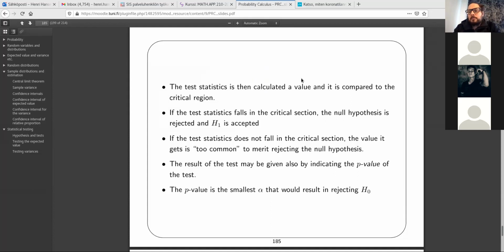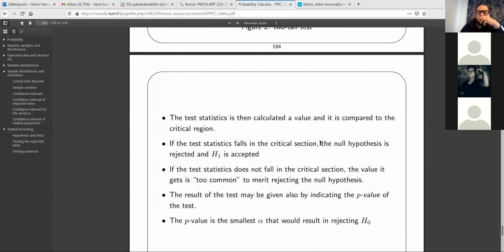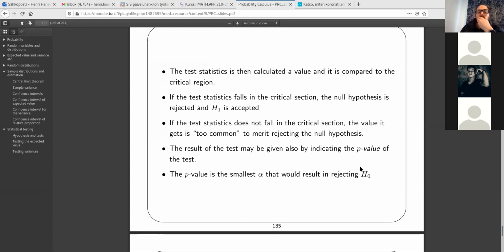The test statistic is usually either the sample mean, sample average, or something like this. We calculate the value and compare it to the critical region. If the test statistic falls in this region, the null hypothesis is rejected. So basically, if we get a test result that is in this shaded blue region in the one-tail or the two-tail test, then we reject the null hypothesis. And if we don't, well, the null hypothesis remains in place.